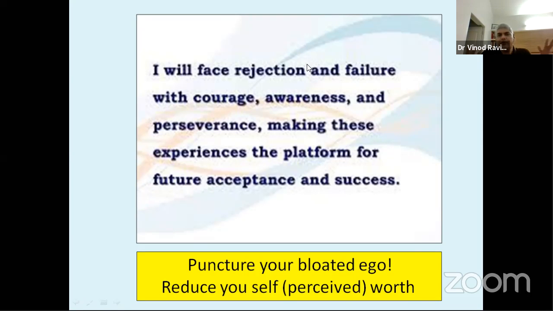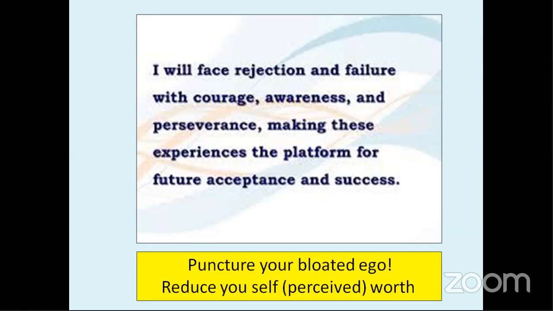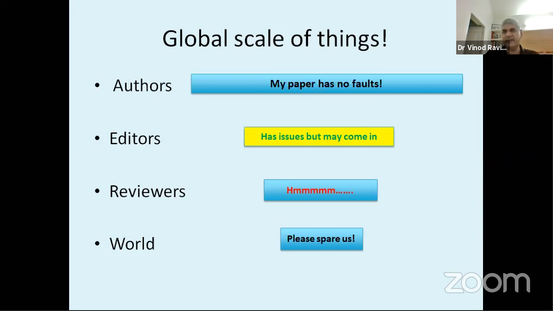And just prep yourself up. Maybe you want to see a life guide, which is called a life intervention guide or life help guide, who can give you some moral and ethical and emotional support to deal with rejection. But most important for the authors is to actually puncture their own bloated egos, and try to reduce the perceived self-worth. That is most important, because that is actually clouding how you are behaving, how you ought to behave professionally. And look at where you stand on the global scale of things.